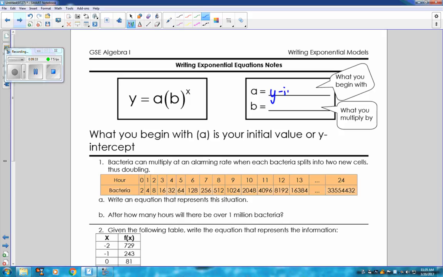Y-intercept. A represents the y-intercept. B represents the common ratio.